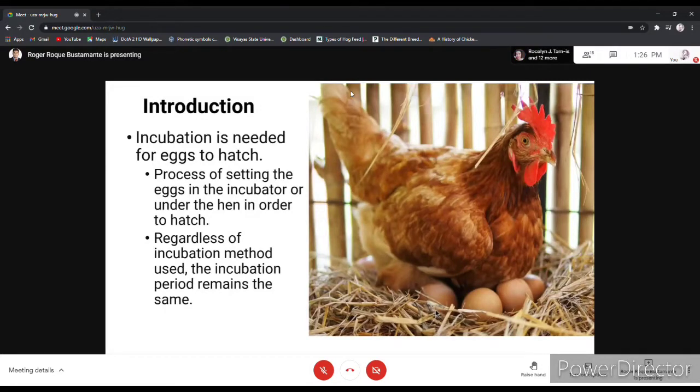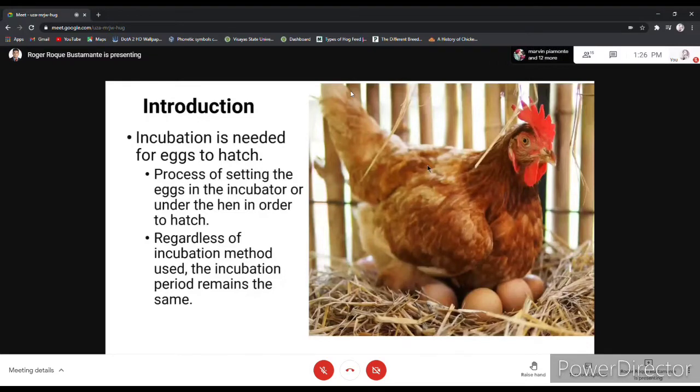Well, there are two types of incubation. We have the artificial incubation and the natural incubation. When we say the process of setting the egg in an incubator, that is the artificial method, while under the hen, in order to hatch, we have the natural incubation.